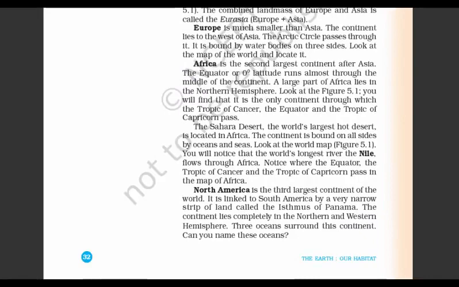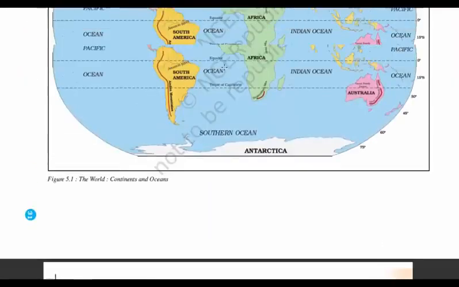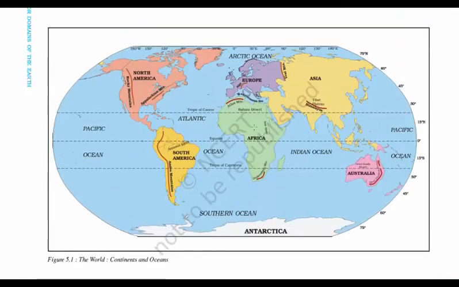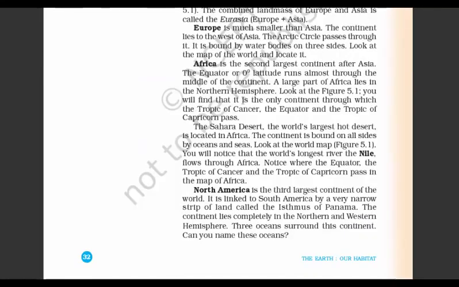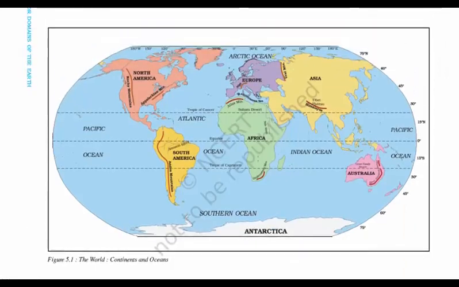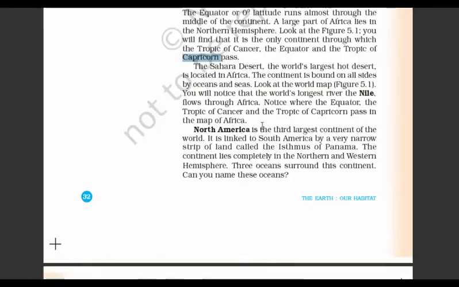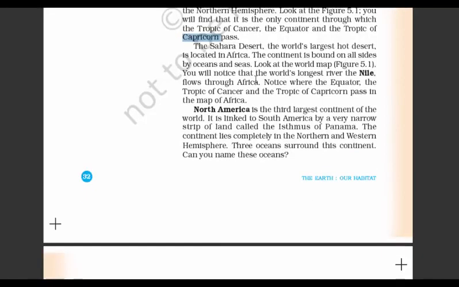Coming to Africa, Africa is the second largest continent. Look at the size of this green color continent. It is the second largest after Asia. So one thing that we need to remember is it is also the only continent through which Tropic of Cancer, Equator and Tropic of Capricorn pass. There you see these 3 lines, these are passing through Africa, and no other continent will have all the 3 coming in straight. And this continent also has the Sahara Desert, which is the world's largest hot desert, and it also hosts the world's longest river, Nile.